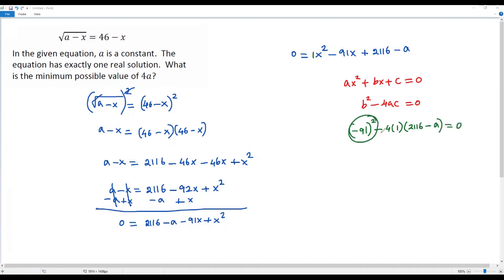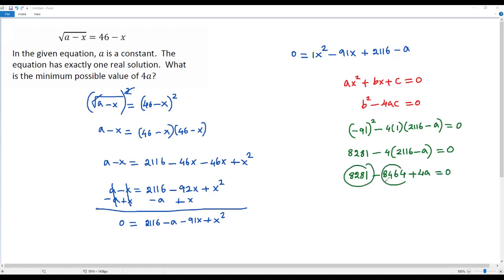When I evaluate minus 91 the whole squared, I am getting 8281. And minus 4 times 1 is minus 4, times 2116 minus a, equals 0. Now we can distribute this minus 4 to this value. Then we get minus 8464. And when I distribute this minus 4 to this minus a, I am getting positive 4a equals 0. When I combine 8281 and minus 8464, I am getting minus 183 plus 4a equals 0.